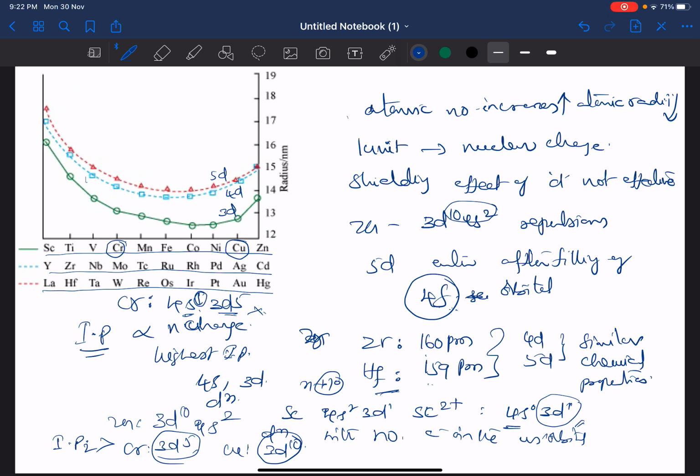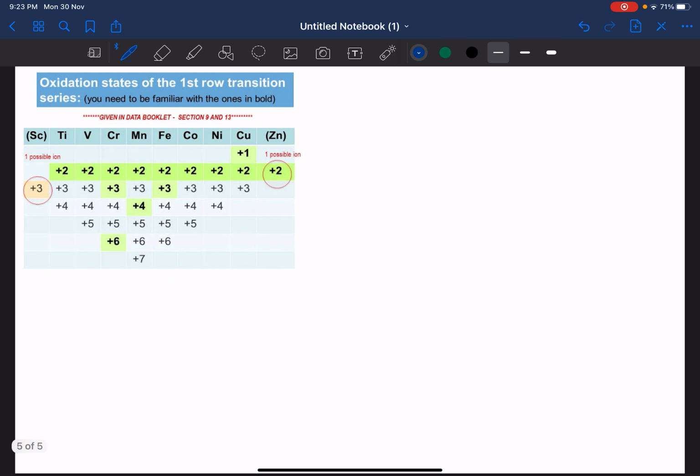And next, IP values give some guidance concerning the relative stabilities of oxidation states. We can conclude the stabilities of oxidation states from the ionization potentials. And next one is the oxidation states. It is very very important.